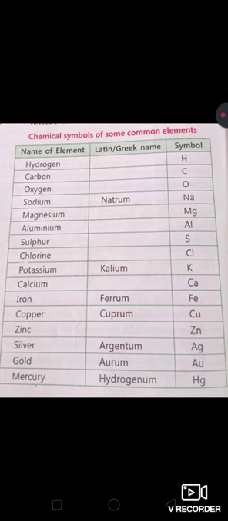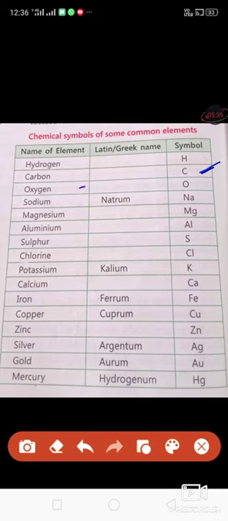See, the symbol of hydrogen is capital H, derived from its English name. Next, carbon, the symbol is C. Next, oxygen, the symbol is capital O. Sodium is derived from the Latin name natrium and its symbol is capital N, then small a. Then magnesium, M, g. Aluminium, Al. Sulfur, capital S. Chlorine, capital C and l. Potassium, capital K. Calcium, Ca.